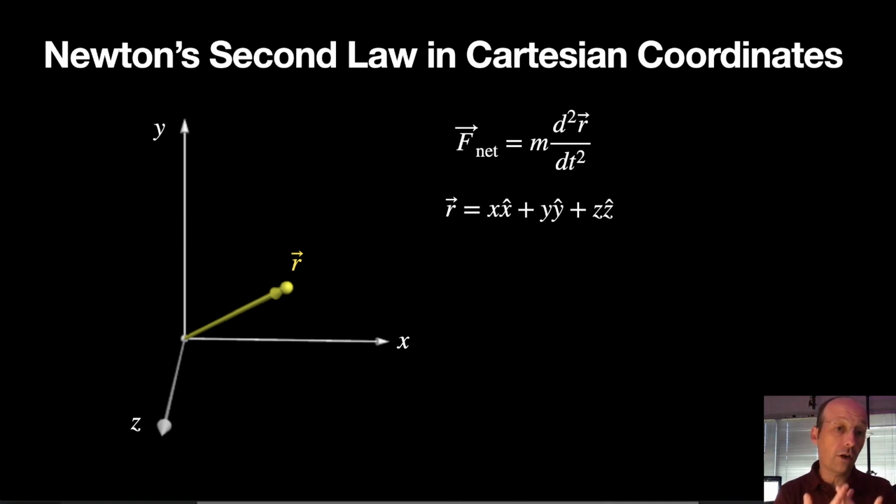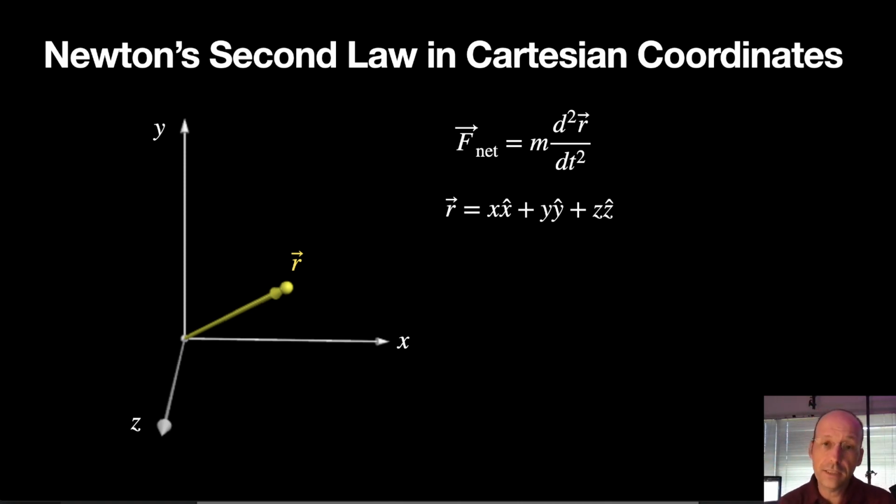Okay, so let's take the derivative of the position vector. The position vector in Cartesian coordinates is some x value in the x direction plus some y value in the y direction plus some z value in the z direction. So that's where that x hat, y hat, z hat come from. A lot of times we'll call it i hat, j hat, k hat, or we won't write it at all. It's so easy that we just take it for granted.